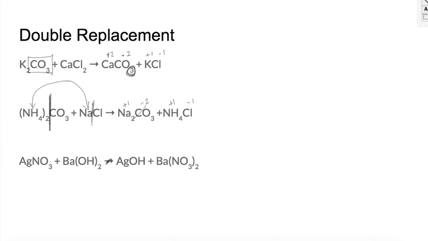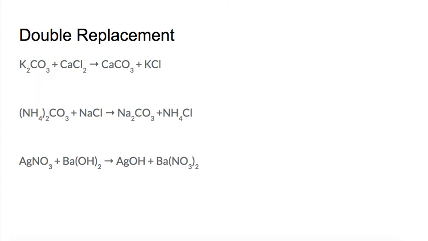All right, silver with barium, silver hydroxide over here, +1, -1. I know that here, -1 for the nitrate. That means that silver must be +1, and it stays the same. Barium is +2, nitrate is -1. The 2 comes down, and we have that. All right.